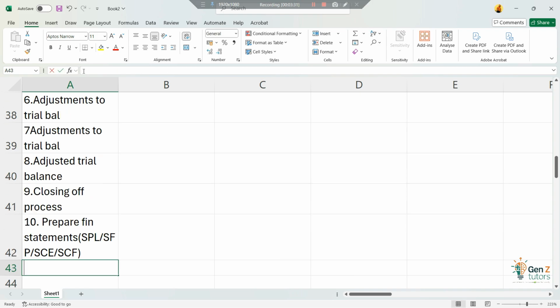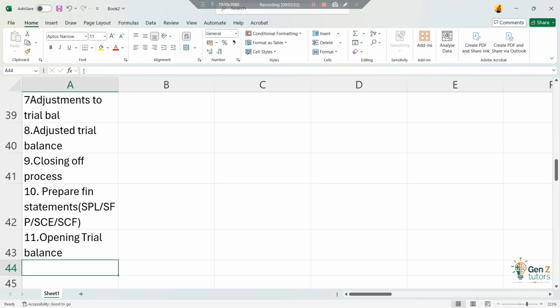After that, you prepare your opening trial balance for the new year. And then you're complete with your accounting cycle after that, right?